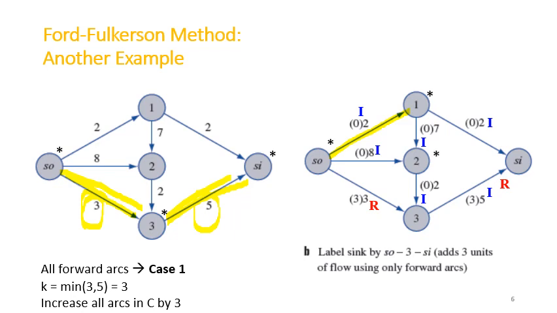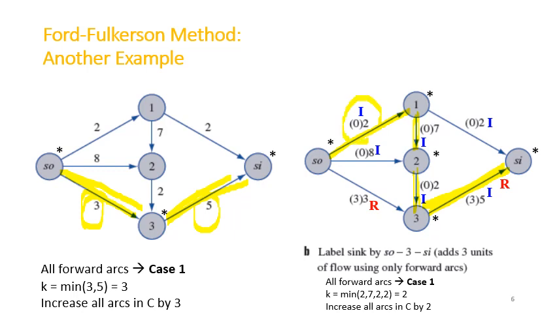And then we go down because it's an increased arc, so it's possible. And then we go down again to label node 3 using this increased arc. Finally, we reach the sink by moving forward again using this increased arc from 3 to sink. Because all arcs are forward arcs, again we only have case 1. So take the minimum of the possibility of increasing the flow. The possibilities here are 2, 7, 2, and this is 2.